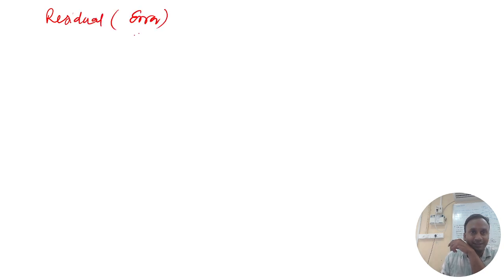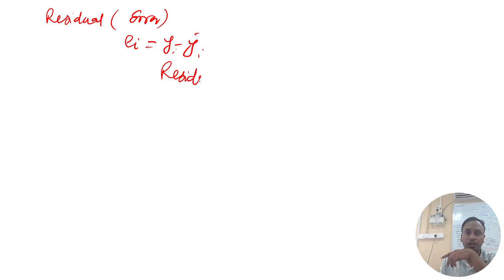So once we have fit the line, after that, what do we have to do? We have to check the residuals, or we'll say errors. What is the formula for the error? e_i will be y minus y hat, that's the predicted value. Okay. So, the residual sum of squares.